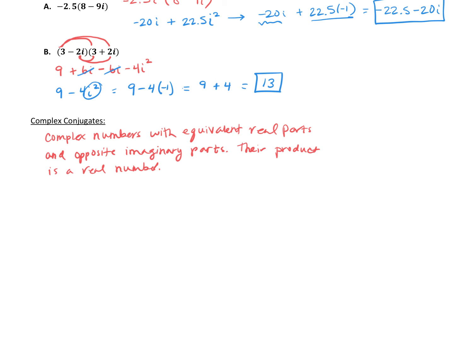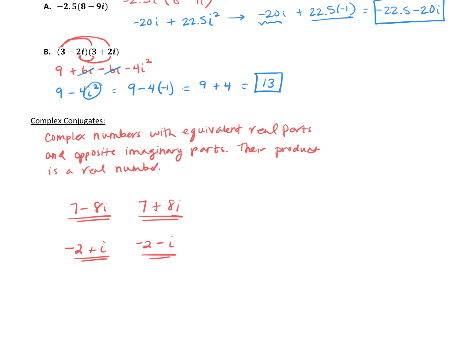So, for example, complex conjugates, let's say I have 7 minus 8i. The real part stays the same, so the 7 stays the same, and then the imaginary parts have opposite signs. So instead of minus 8i, we have plus 8i. So these are complex conjugates. Let's see another example, negative 2 plus i. So the real part stays the same, negative 2. The imaginary part will be opposite. So instead of plus i, it's going to be minus i. So these are complex conjugates.